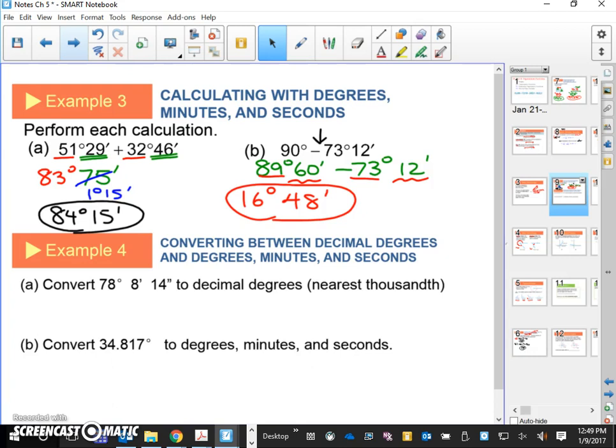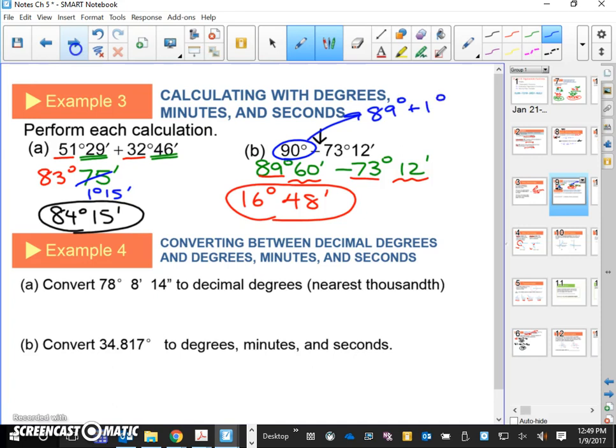Where did the 89 come from again? Well, it's because I took the 90 right there, and since I didn't have any minutes from which to subtract the 12, I said instead of 90, that's like 89 degrees plus 1 degree. But I changed that 1 degree to minutes. So that's 89 degrees and 60 minutes.